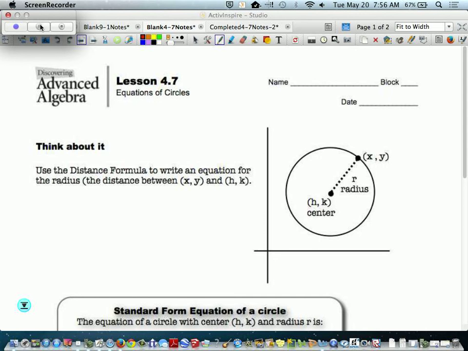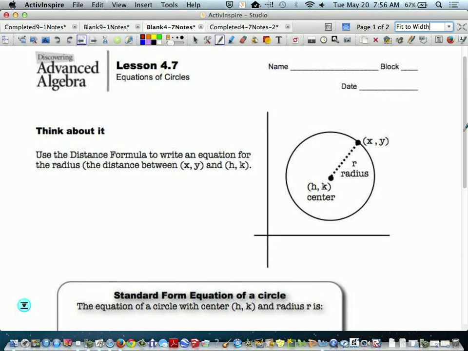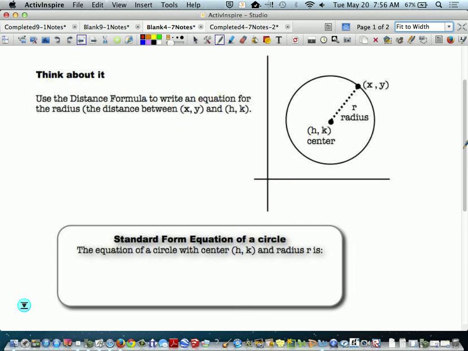So with the equations of the circle, the first thing we start out with is, think about it. Use the distance formula to write the equation for the radius, which is the distance between x, y and h, k. So I'm giving you two points, an x, y and an h, k. Can somebody tell me how you would write the distance for that?